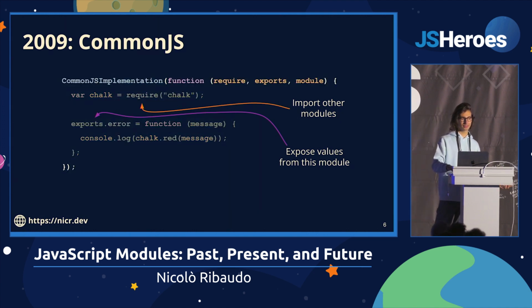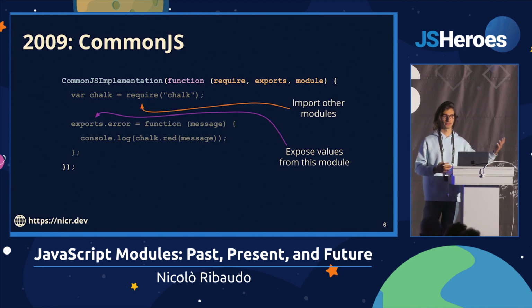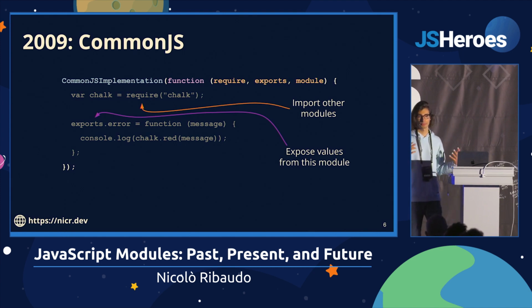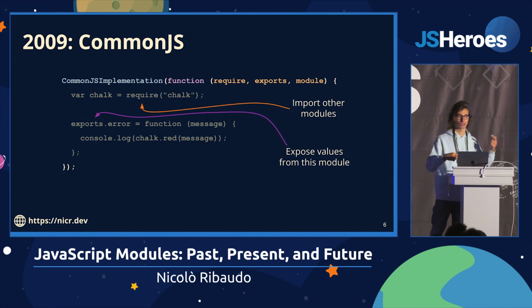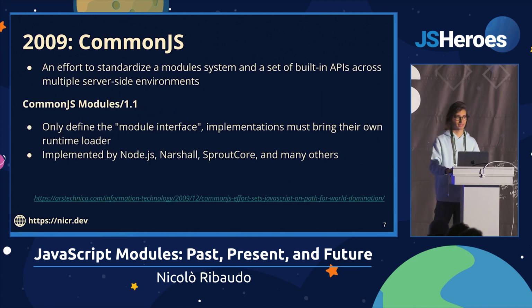Under the hood, this is just wrapped in a function that provides this require and exports. You don't have to worry about this. You just write your module, and then something else, maybe Node.js or Webpack, will wrap your code in this function to execute it, providing the correct variables. And CommonJS was great. It's been working well for the past 15 years.